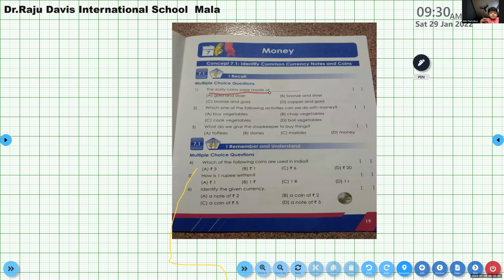Yes. Option B, bronze and silver. So you can put a tick mark for option B. Write a capital letter B inside the bracket. So, question number two.